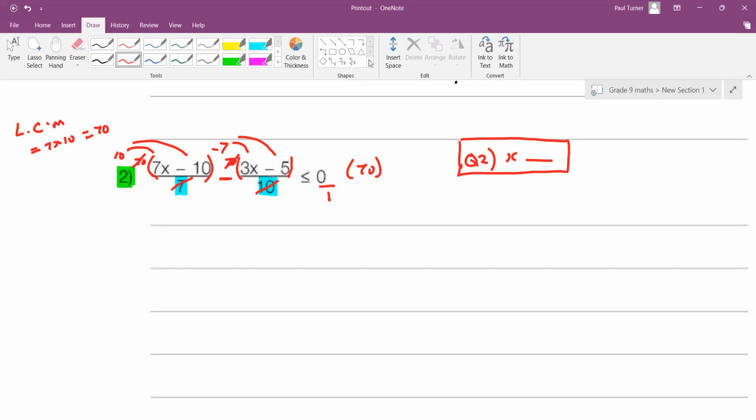Nearly ready for me to do it? I'll do the first line anyway, just in case you're a bit stuck, and then I'll wait a little bit. So we've got 10 times 7. So you're going to get 70x here. 10 times minus 10, minus 100. But you need to be careful here. This is actually -7, which will give you -21x. -7 times 5, plus 35.